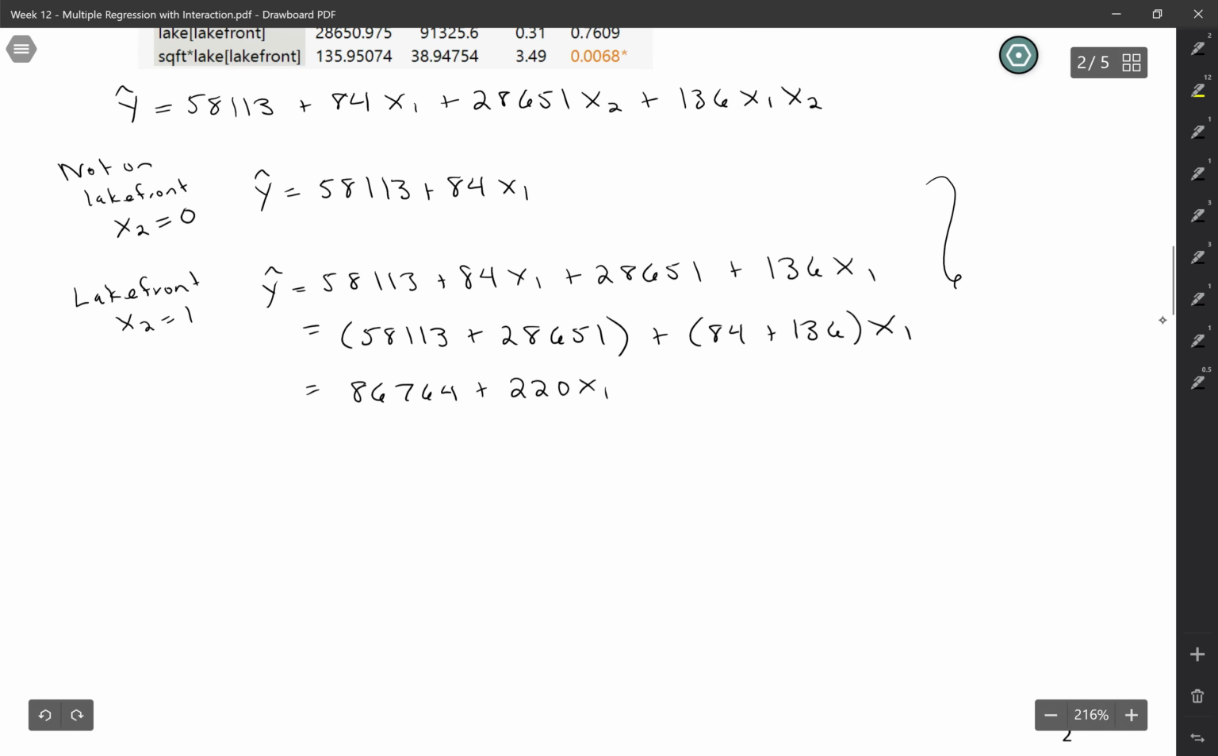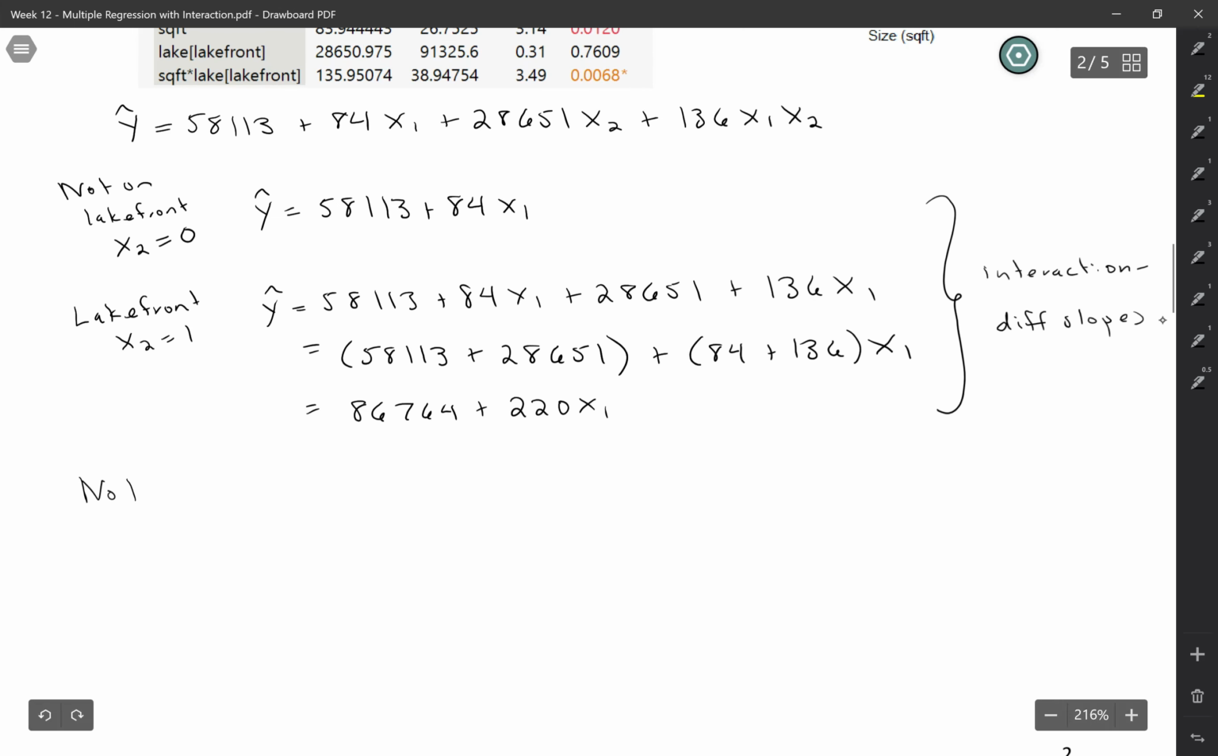Again, just to emphasize, having an interaction means that you have different slopes. Whether the house is on the lakefront or not is going to change the price per square foot. So for houses that are not on the lakefront, this means that as the size increases by 1 unit, as size increases by 1 square foot, then the price is predicted to increase by $84.